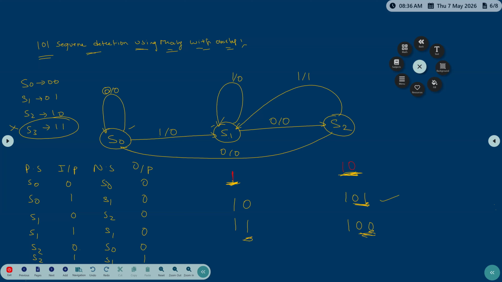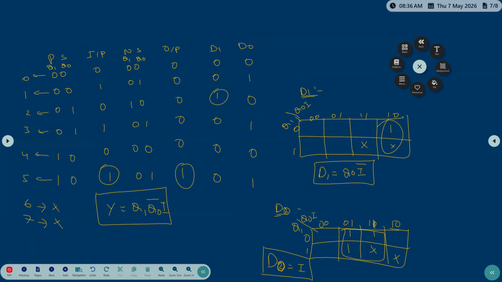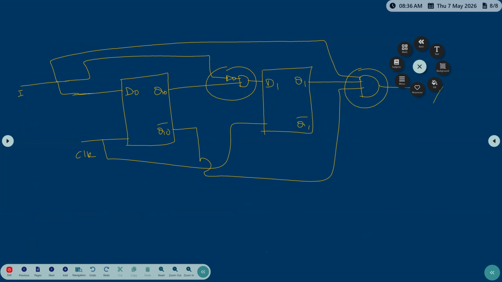Based on this state diagram, we implemented the state table. Based on this state table, we implemented the K maps. Based on these K maps, we implemented the circuit. Clear? So this is how we need to go step by step. Clear? So this is a Mealy. Any questions? Any doubts in Mealy?